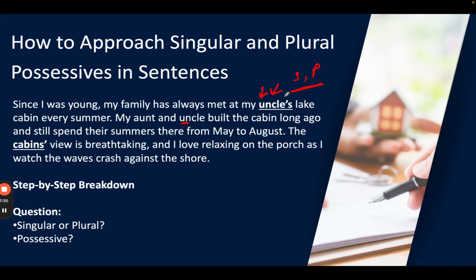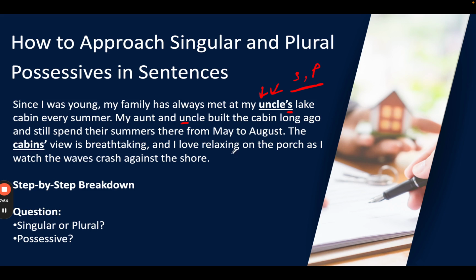Now the second thing is, do I want to show possession? The lake cabin belongs to this uncle, right? There's an ownership. Whose lake cabin are we talking about? We're talking about uncle's lake cabin. So the apostrophe S is correctly placed, showing the possession, right? Showing that the uncle owns, or the lake cabin belongs to the uncle. Now, with this understanding, let's read ahead.